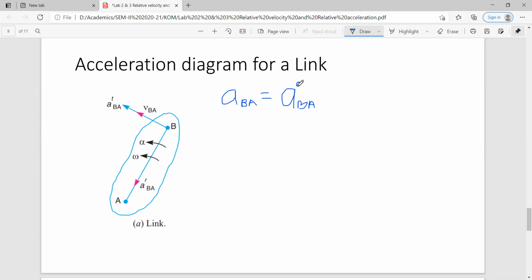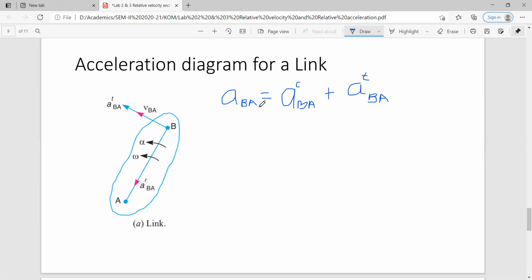Indicate it like C here or R. Why it is called as radial component? Because this component acts along the radius. Second component will be the tangential component. Tangential component of B with respect to point A. This is my equation.